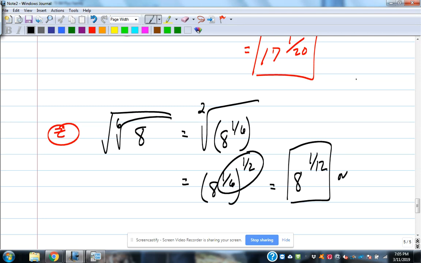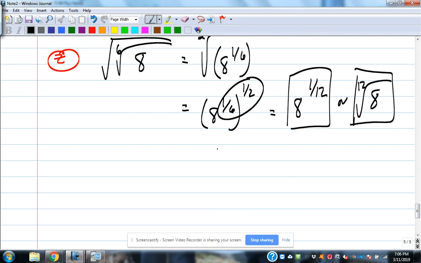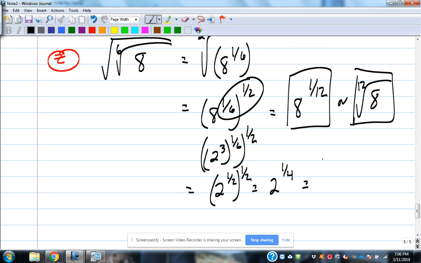Or how could I rewrite that as a single radical? Eight to the first power there. Those are the same things. And again, you could type that in the calculator, see if that's the same decimal equivalent for that. You could actually simplify this one a little bit, because 8 is actually 2 to the third power. So that'd be 2 to the 1/2 to the 1/2. Be 2 to the 1/4, which is the fourth root of 2.